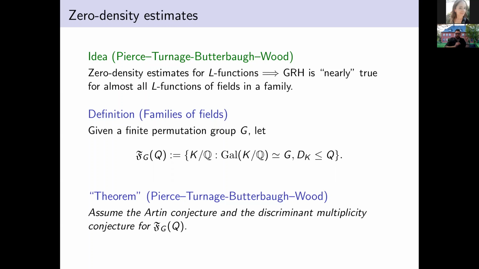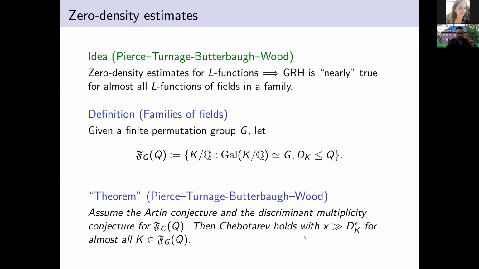And in very loose terms, their theorem asserts the following. If you assume the Artin conjecture, and you assume the discriminant multiplicity conjecture for this family, words on that in a second, then the Chebotarev density theorem holds as soon as x is bigger than essentially an arbitrarily small power of the discriminant, for almost all fields in this family. I'm not going to say very much about the Artin conjecture, because in two slides, I'm going to state a slight improvement over this result due to Jesse Thorner and Asif Zaman that actually removes the Artin conjecture. But the discriminant multiplicity conjecture is going to be a key actor in this talk, in some form.